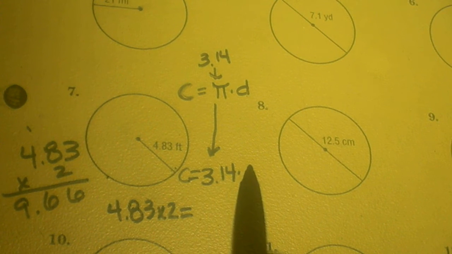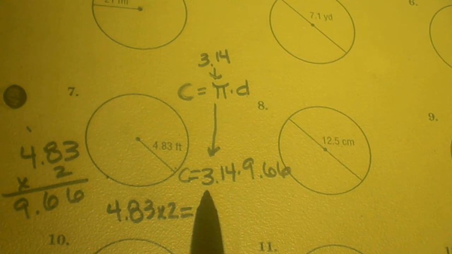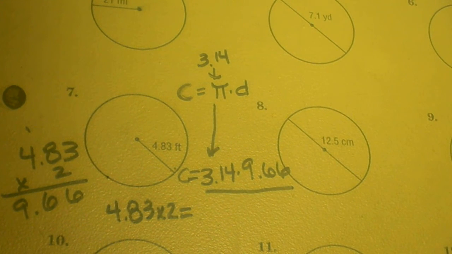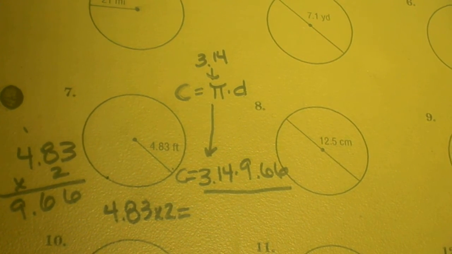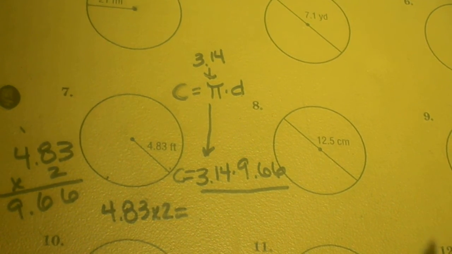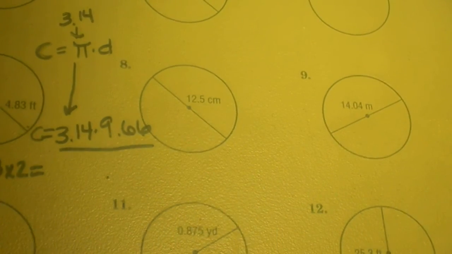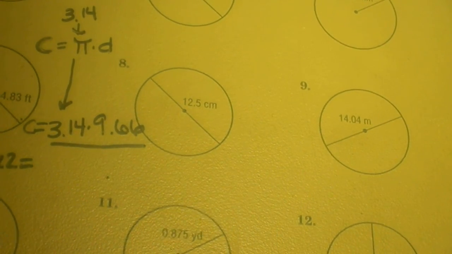So it's 3.14 times 9.66. And this is where you could use your calculator to go ahead and figure out that multiplication. But it's 3.14 times 9.66. Okay? Next one, I'm going to set these up for you and let you guys do the multiplication, but just kind of make sure you guys know what you're doing.